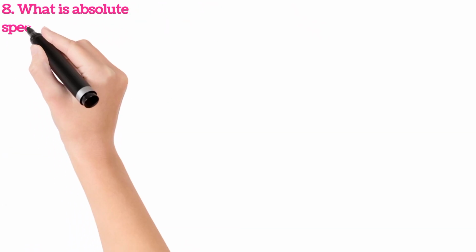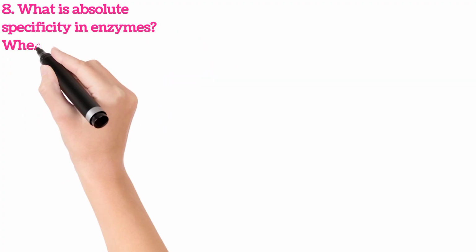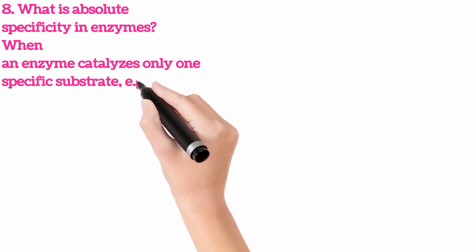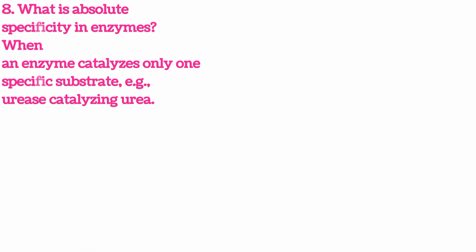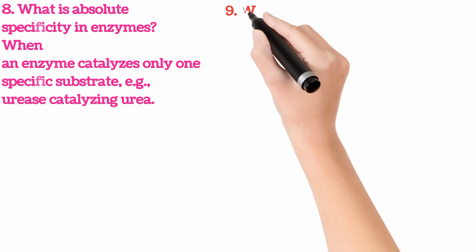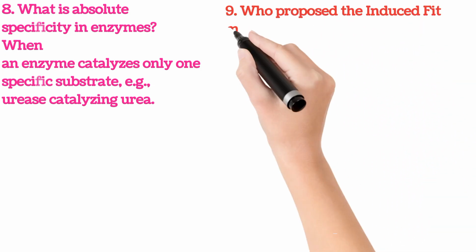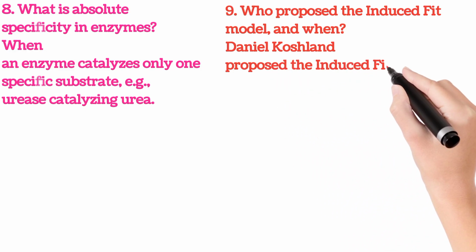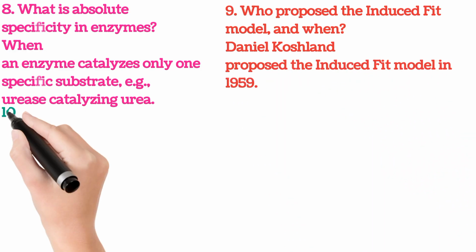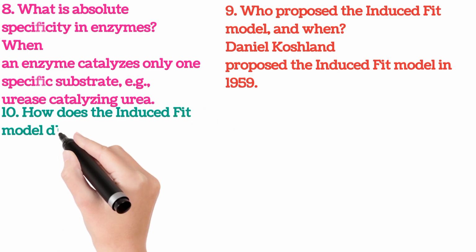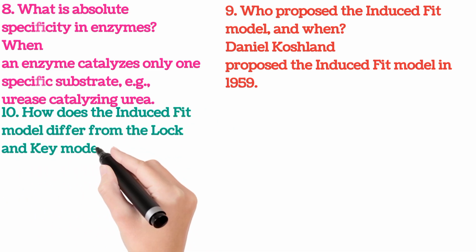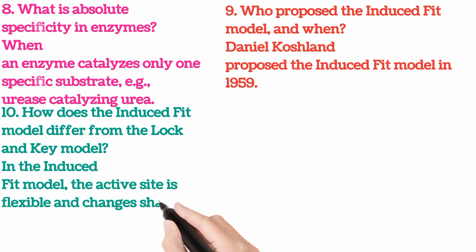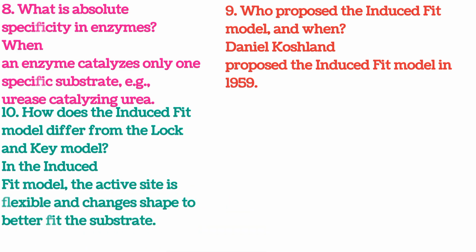8. What is absolute specificity in enzymes? When an enzyme catalyzes only one specific substrate, e.g., urease catalyzing urea. 9. Who proposed the induced fit model, and when? Daniel Koshland proposed the induced fit model in 1959. 10. How does the induced fit model differ from the lock and key model? In the induced fit model, the active site is flexible and changes shape to better fit the substrate.